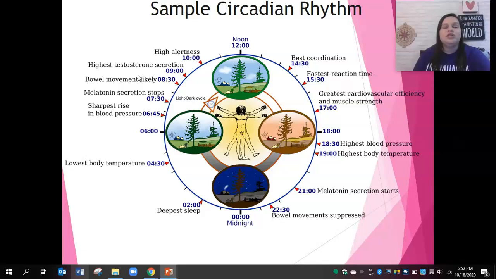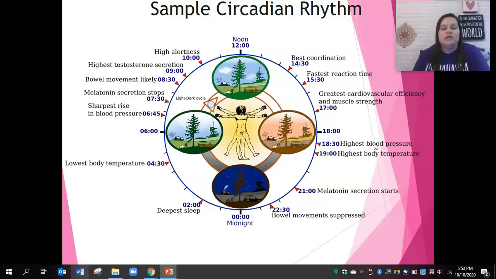Other things that happen in the morning, higher testosterone release, and then we're really at our sharpest peak for alertness after 10 a.m. So it's kind of rough starting out these early school days. Throughout the day, our coordination improves, reaction time, cardiovascular and muscular strength improve. All of those are best in the afternoon.